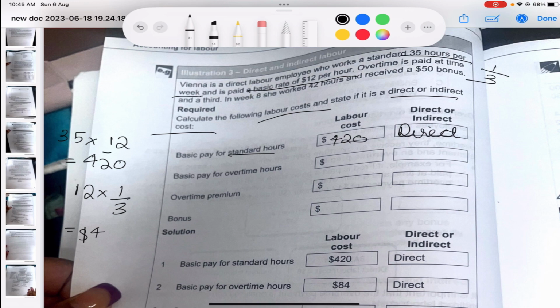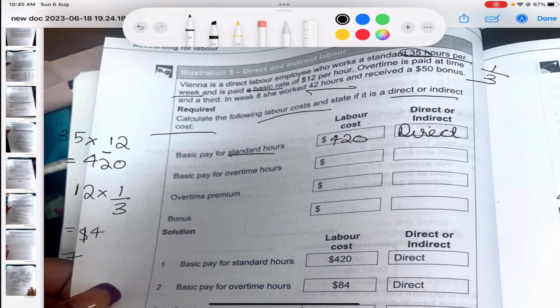Okay, so basic pay for overtime hours. How many hours did she work more? Standard hours is 35 hours. In week 8, she worked 42 hours, so she worked 42 hours instead of 35. So how many are my overtime hours? 42 minus 35, which is 7 hours. She worked 7 hours extra.